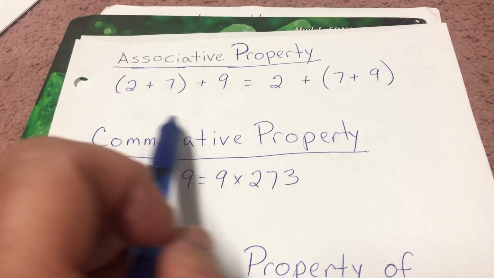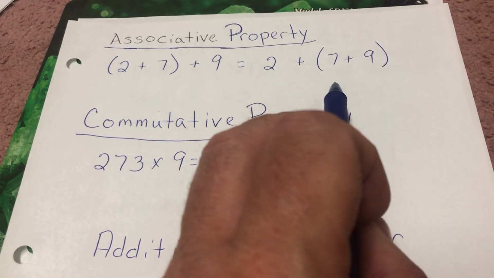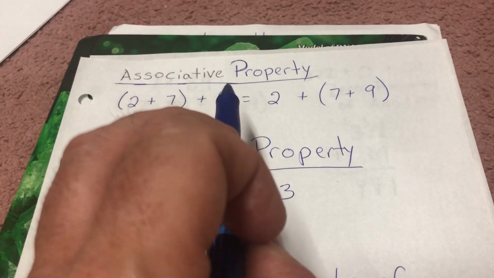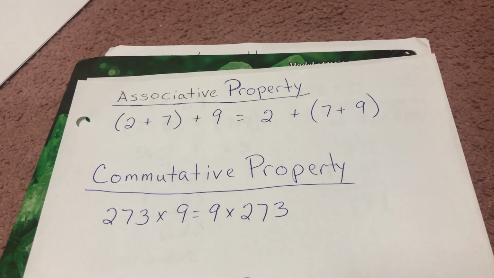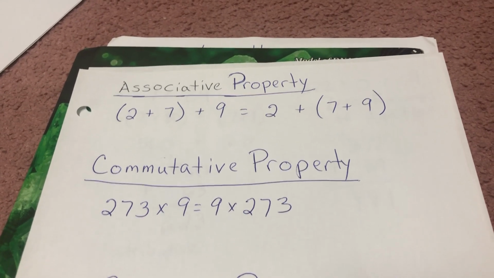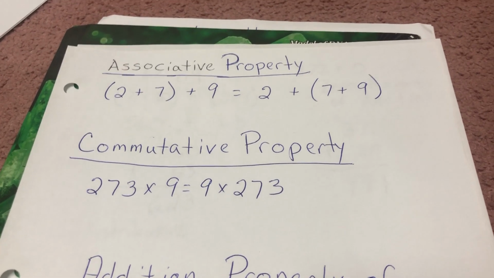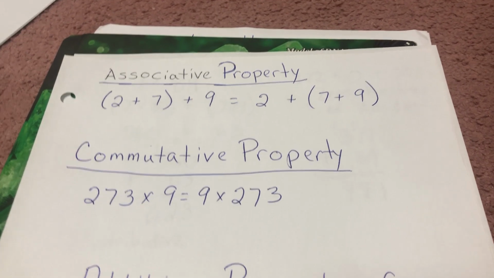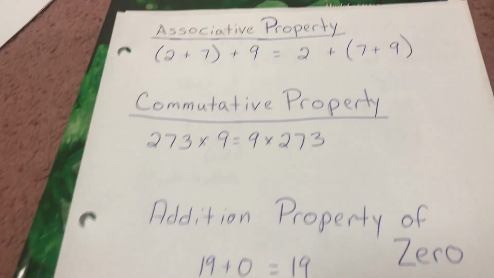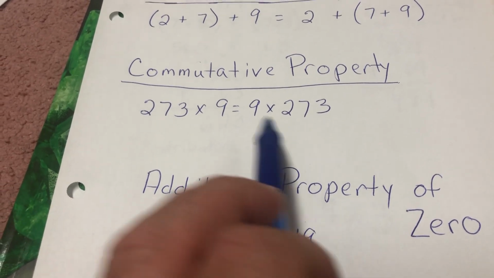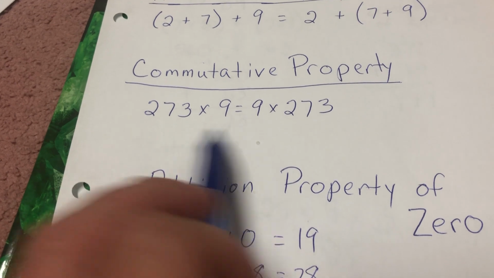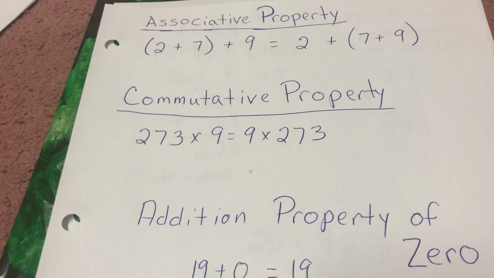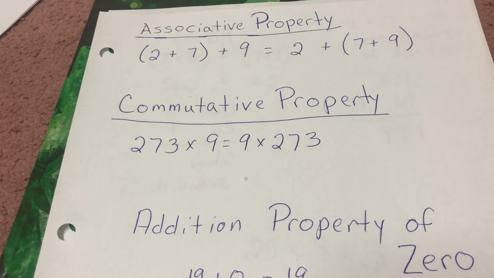So if we're here changing how things are grouped with parentheses, we're talking about the associative property of either multiplication or addition. And you need to be very specific. If it's supposed to be of multiplication, you need to write of multiplication. If it's supposed to be of addition, you need to write of addition. Same with commutative property. If there's no parentheses involved and we're just switching the order that the numbers are in, that's going to be the commutative property of either addition or multiplication.